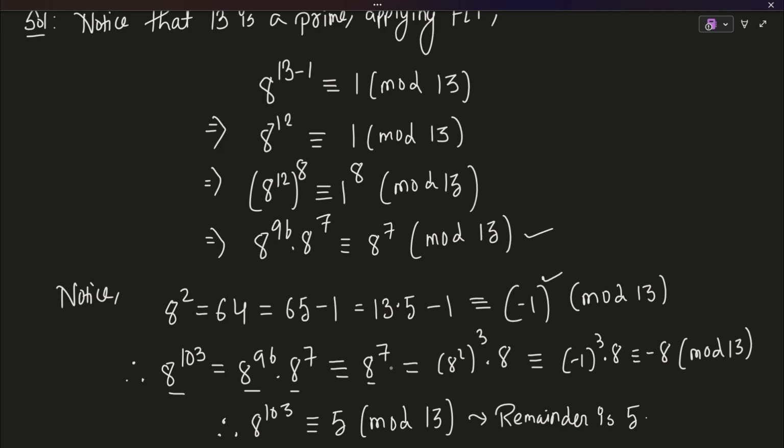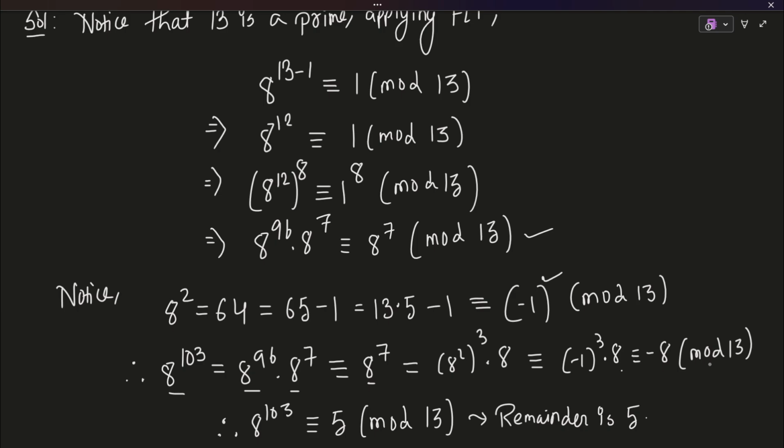And again, 8 to the power 7 can be written as 8 to the power 6 into 8, where 8 to the power 6 is 8 square whole cube. And you see how everything can be plugged inside the modular sign, right? So 8 square is minus 1 mod 13. So 8 square whole cube would be minus 1 whole cube, because you can exponentiate and multiply by 8 to get this. So the answer is minus 8 mod 13.